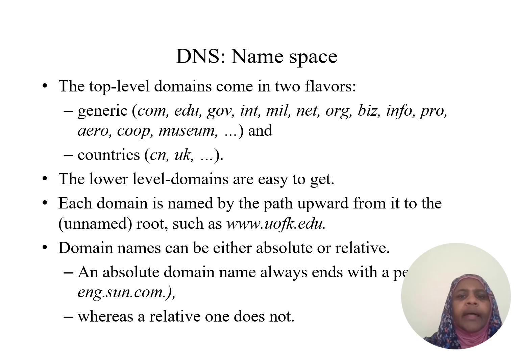Each domain is named by a path upwards from its unnamed root, such as www.ufk.edu. Domain names can be either absolute or relative. Absolute domain names end with a dot, like engineering.sun.com., whereas relative paths don't have a dot at the end.